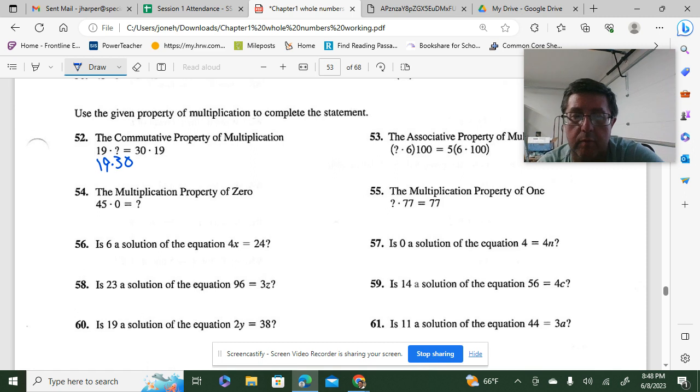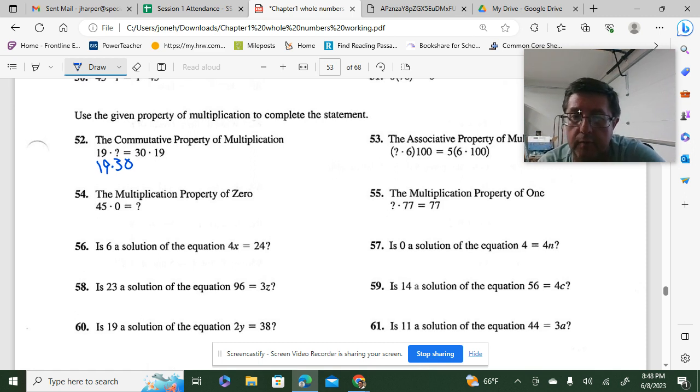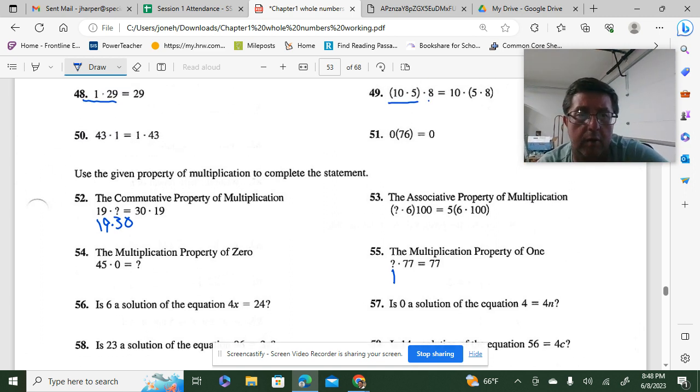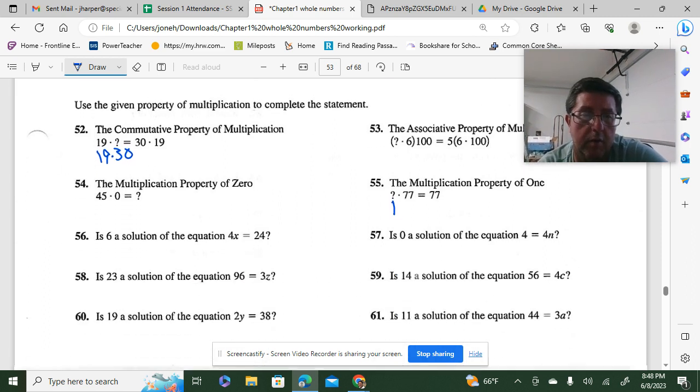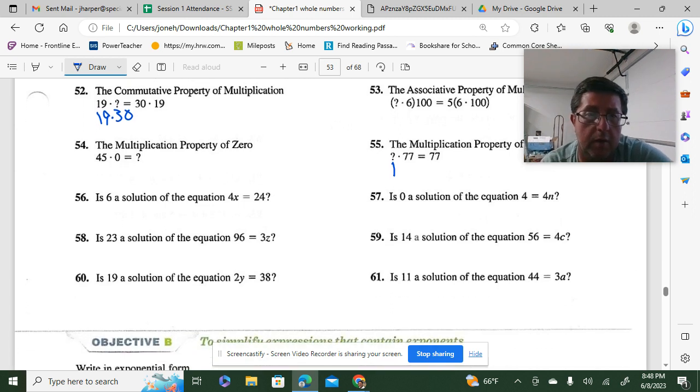Okay, so let's skip down to number 55. The multiplication property of 1 is blank times 77 equals 77. Your answer there would be 1. So I think I was right when I was doing this one up here, 48, calling it the 1 property. Okay, so again, you guys work through all of these. This is so repetitive to ingrain it into your brains.